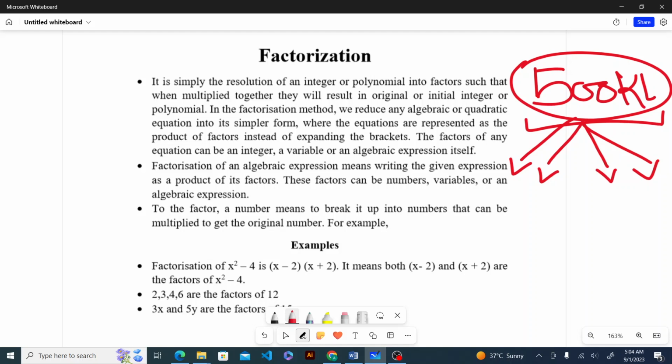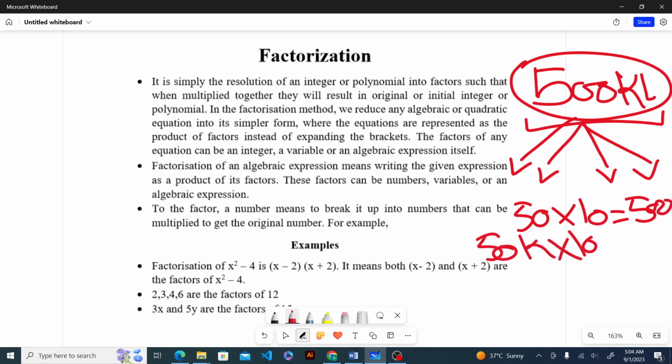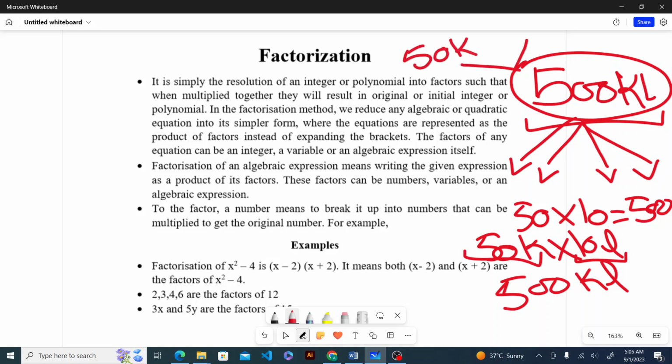Means 50 and 10. 50 into 10 will be equal to what? 500. And if we place 50k and 10l, it will be 500 KL. So here 50k and 10l, these two are the factors of 500 KL. 500 KL is divided into two factors. What are these? 50k and 10l. This is the first factor, this is the second factor of 500 KL.